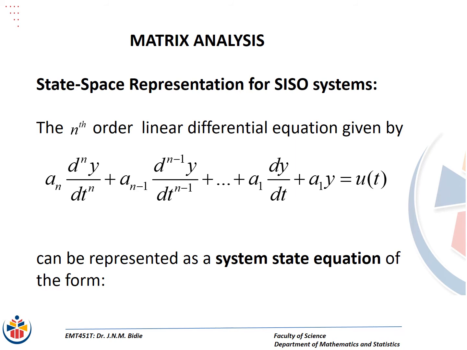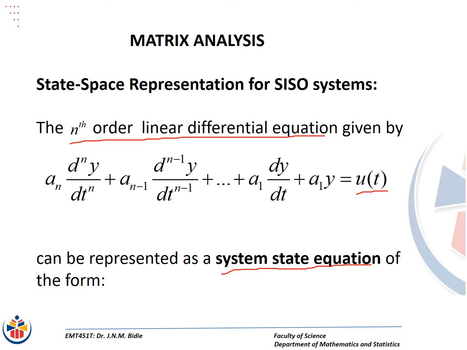Here, we start with a differential equation, an nth order linear differential equation. That's where we start. That means it has constant coefficients. And it is a non-homogeneous differential equation because it's got u of t on the right-hand side. This differential equation can be represented as a state equation representing that particular system.